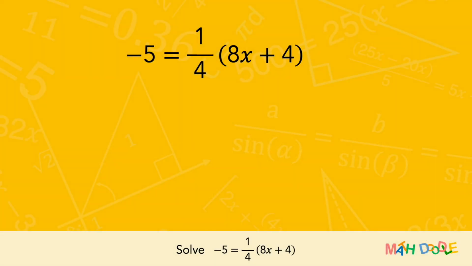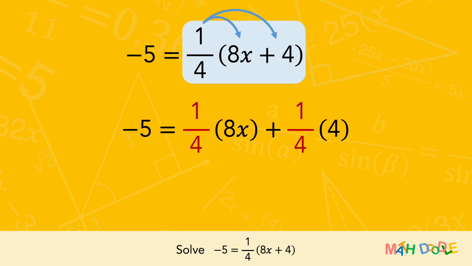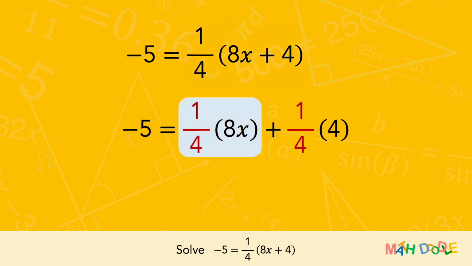To solve this equation, let's first remove the parentheses by multiplying each of 8x and 4 by 1/4. Then, let's simplify each term. 1/4 times 8x is simplified to 2x. 1/4 times 4 is simplified to 1.